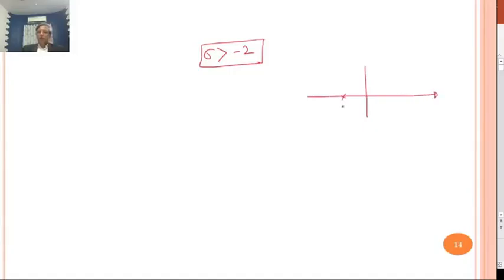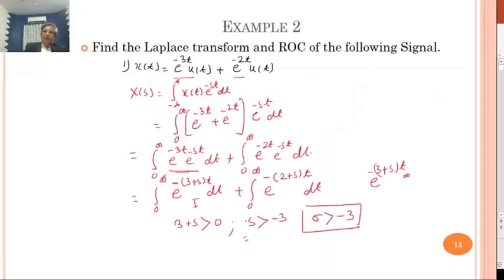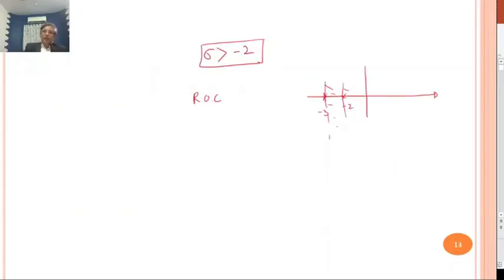This is minus 2, this is minus 3, greater than this, and this one is greater than this. Now here note both the terms converge for the ROC. This first term is greater than minus 3, and the second one is greater than minus 2. Means both terms converge for the ROC, sigma is greater than minus 2.